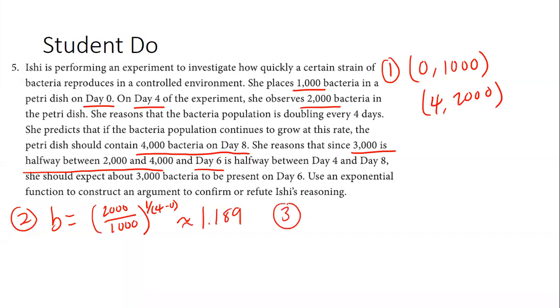Okay, step 3 is to solve for my A. Well, I have my A because I have a value at 0. So my A equals 1,000. So then my equation is going to be Y equals 1,000.